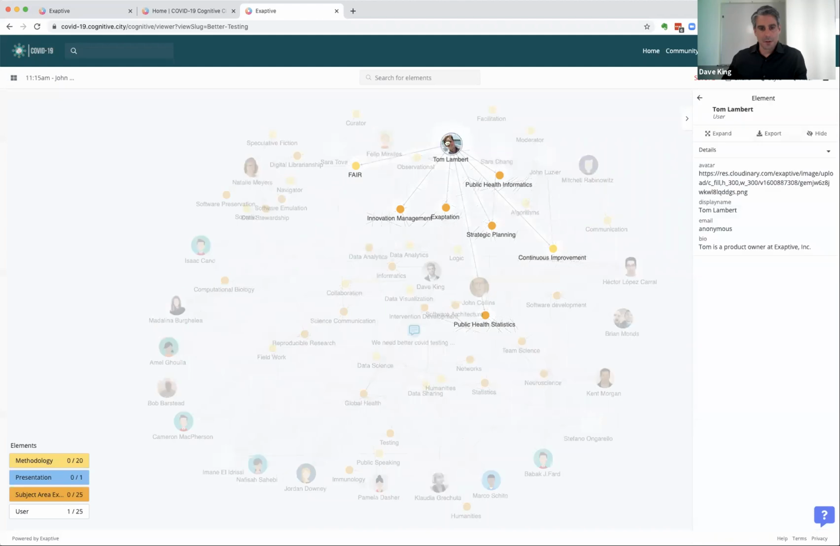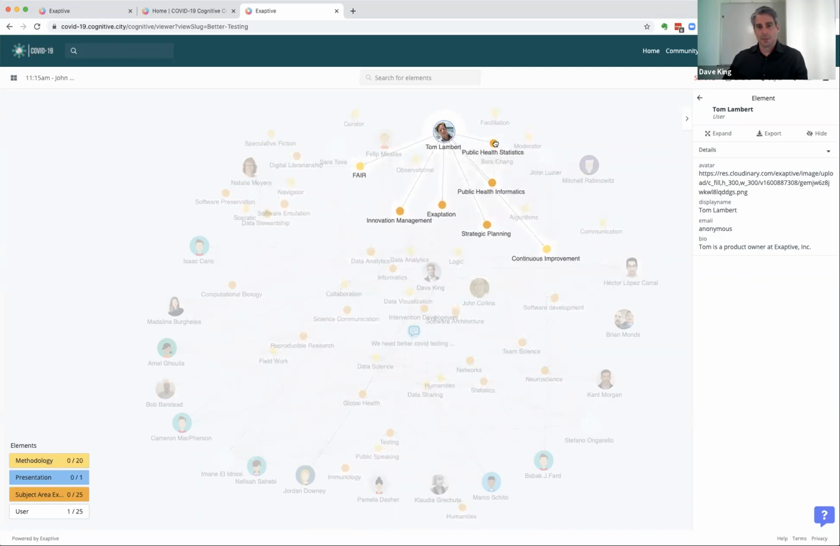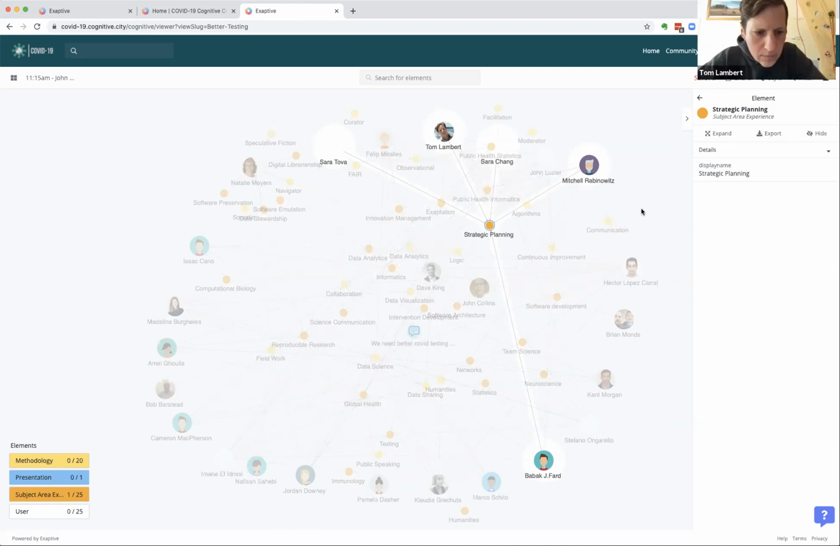Maybe one of the things we can do while we're waiting is just do a little bit of connectivity between the people that are here. So let's see, I'm looking at Tom and John. Tom, you have public health statistics, public health informatics and strategic planning as things that you connected yourself to. I think these are concepts that are at play in the work that John's doing around CIMIT and RADx. Do you want to give a little bit of background around your public health and strategic planning experience?